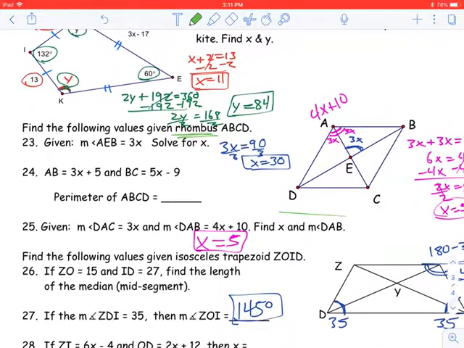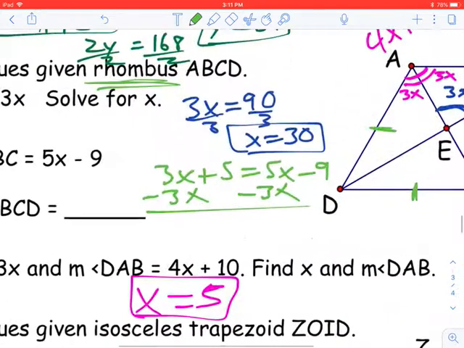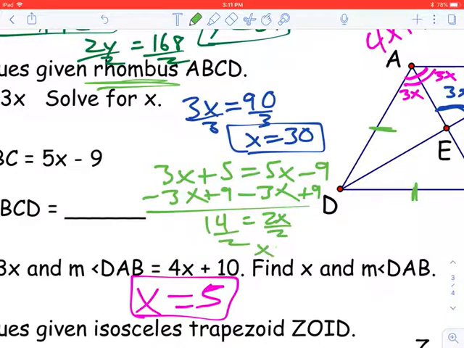So I'm looking at this figure here as my rhombus. I've already done the two odds. What I also know about a rhombus is that all of the sides are congruent. So if that's the case, AB and BC should be the same. They're congruent, so I can just set those two equal to find x. So 3x plus 5 equals 5x minus 9. So I'm going to get x on one side here. Get 2x. I'm going to add 9 to the other side, get 14. And so I get x equals 7.